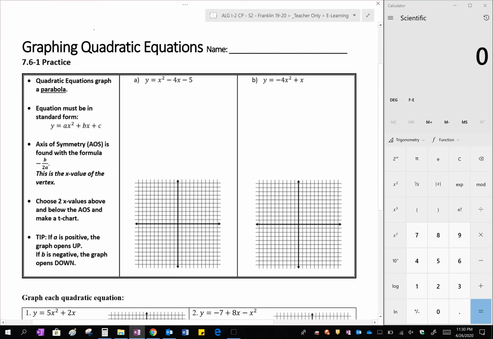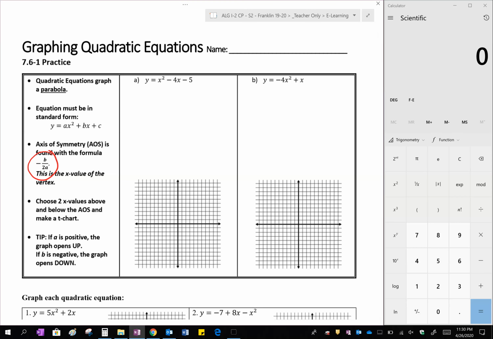And you need to have your equation in standard form, ax squared plus bx plus c, in order to graph it. Now these are functions, so they will have a y. Instead of a 0 when we're solving, just put a y. It works the same way, standard form. The axis of symmetry is what's important for graphing. It is the line straight down the middle of the graph, and it is the x value of the vertex. We use the formula negative b over 2a to find that x value.